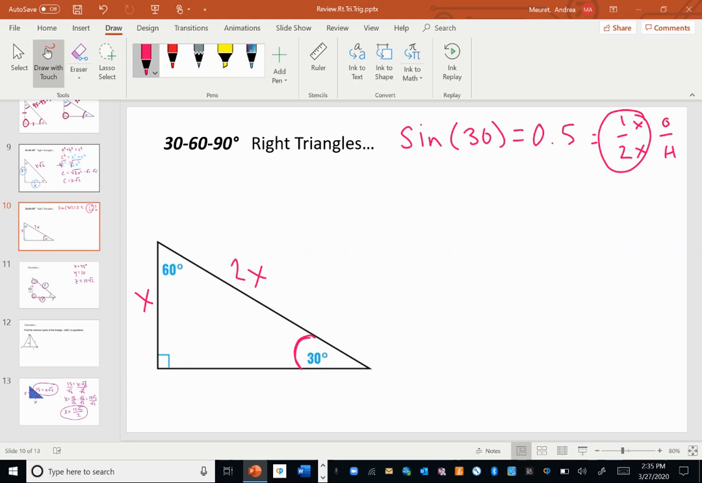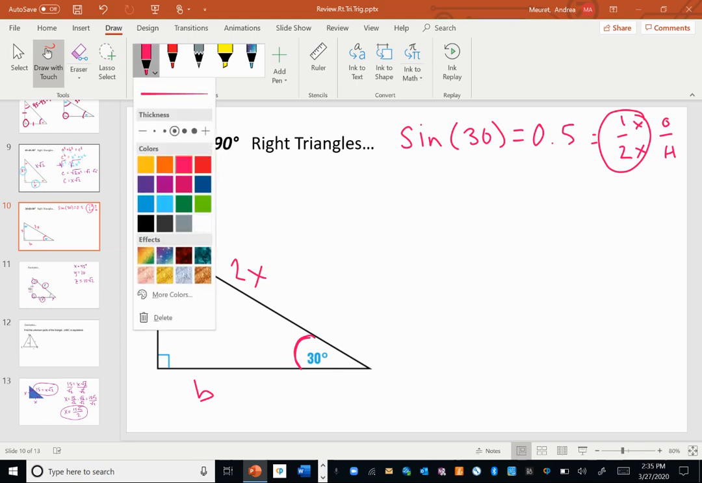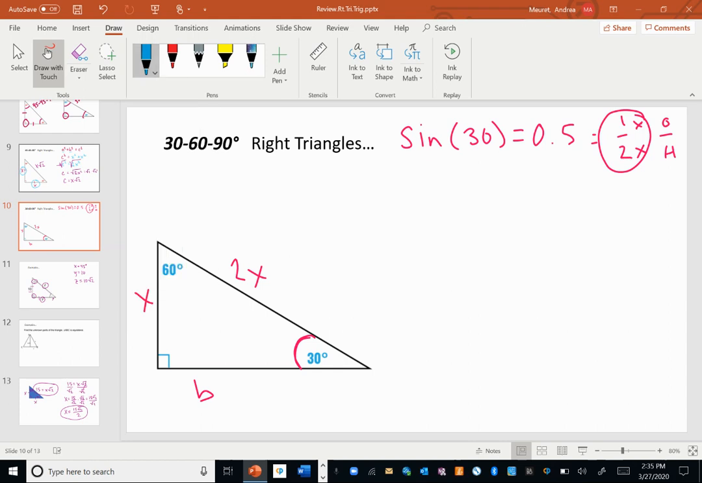And now I want to find this missing side. So I can use the Pythagorean theorem again. The Pythagorean theorem tells me I can find that side using x squared plus the unknown side that I'm solving for, b squared, is equal to the hypotenuse squared. So 2x squared is actually equal to 2 times 2 is 4, and then x squared.